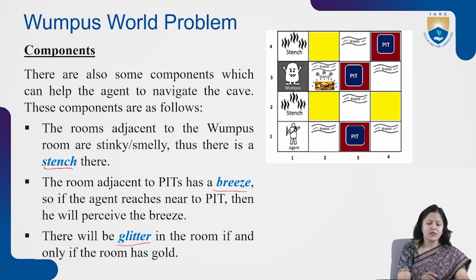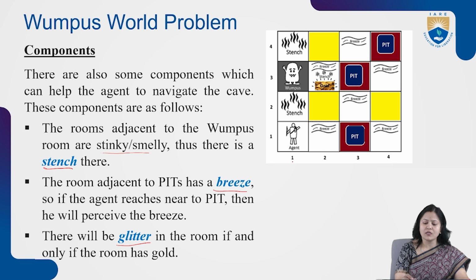So these components are, the first one, as I told, the stench. Stench is nothing but stinky or smelly. The rooms adjacent to the Wumpus room are stinky or smelly. Thus there is a stench there. Stench means smell. Now I hope you can see this diagram.